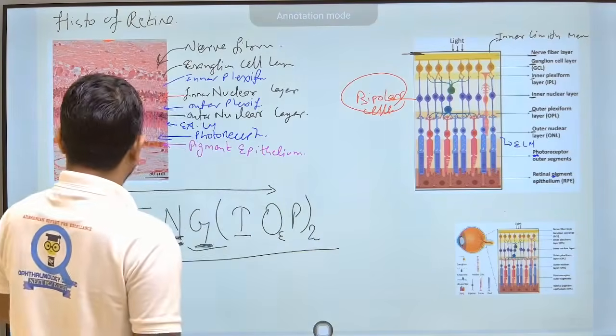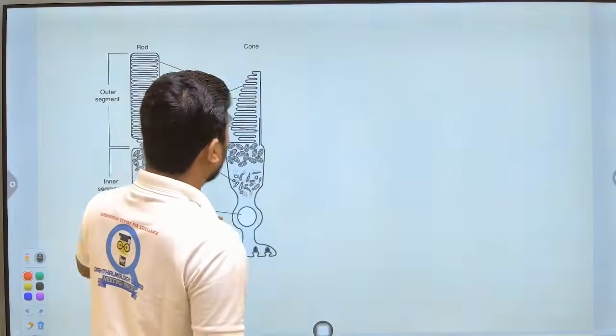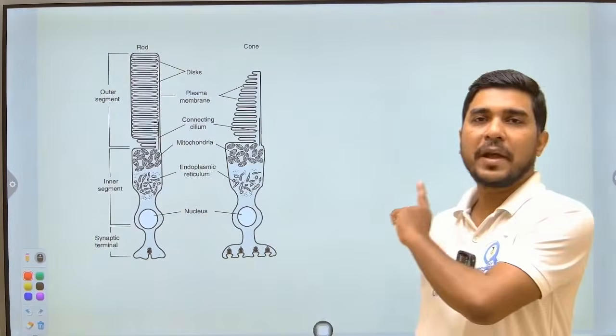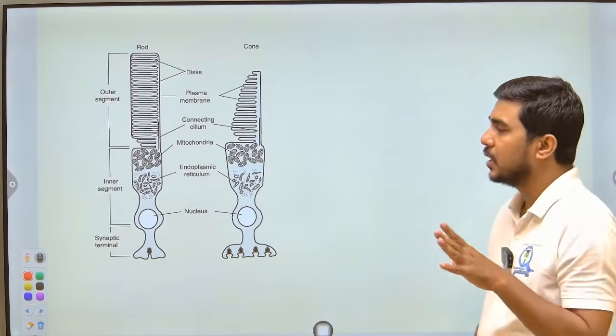Now coming to the next MCQ. This is a very important electron microscopy picture of the photoreceptor cells. This is the rod.